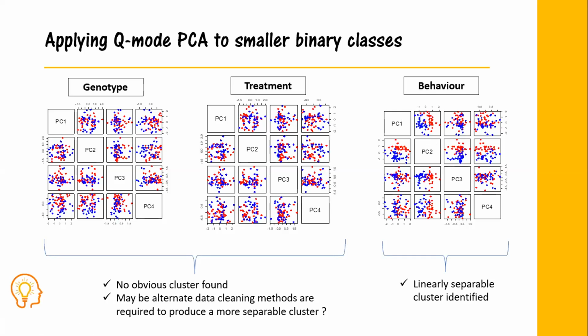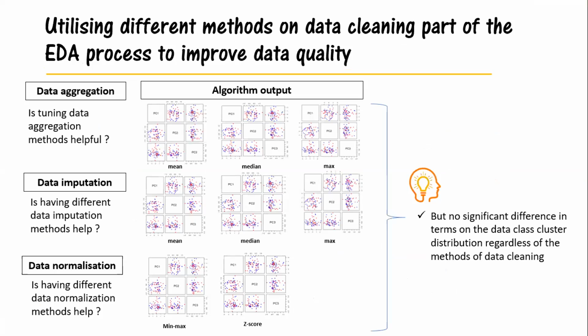So next slide. Why not see if it's really the data imputation method or the data representation method that is causing the data to be hard to separate? So we try out different methods of how we aggregate, how we impute, and how we normalize the data, and all come up with the same result. It is just impossible to separate them. So it already shows that maybe the data is just not enough to give features obvious enough to separate the classes. Well, next.